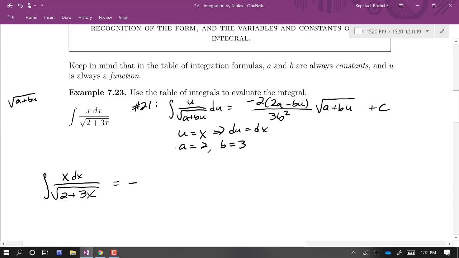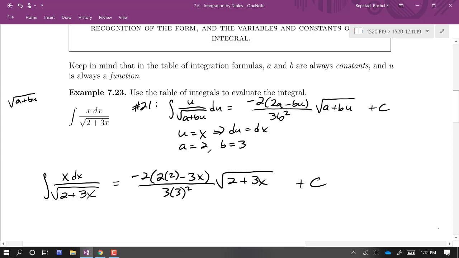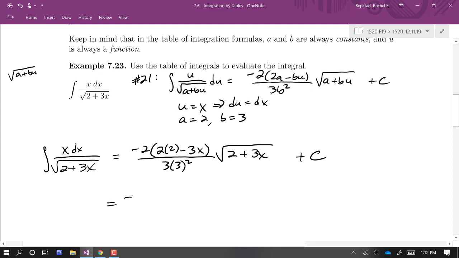So negative 2 times 2 minus 3x over 3 times 3 squared times the square root of 2 plus 3x plus a constant. We'll clean this up a little bit, not that there's a whole lot to do.